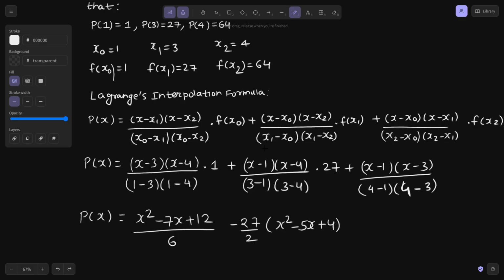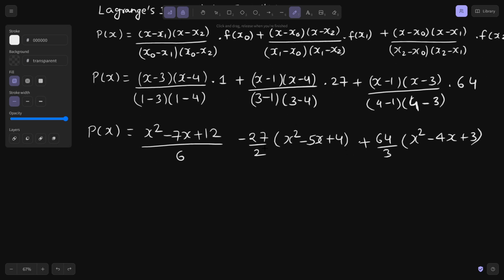4 minus 1 is 3, 4 minus 3 is 1, so simply 1 by 1, okay, f of x2 is to be multiplied, which is 64. So 64 by 3. Again, the quadratic will be x square minus 3x minus x, so minus 4x plus 3. Let's simplify this.